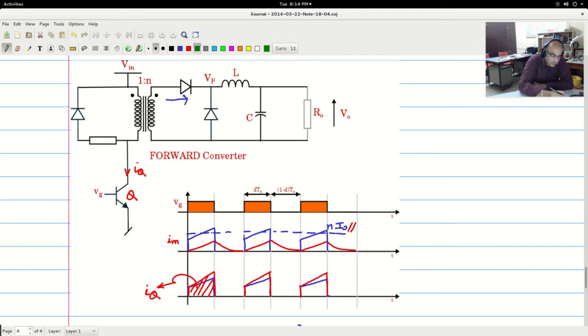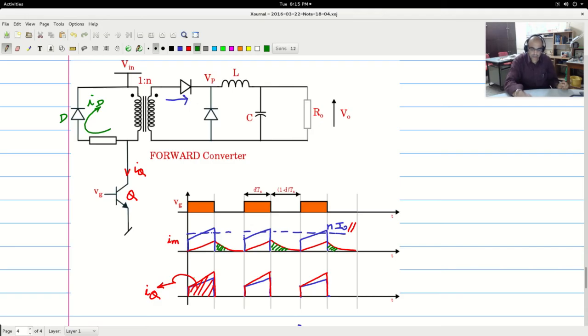This hashed green part is freewheeling through here. I will call it ID. This is ID. And the magnetizing part is the one which is actually included in the IQ part itself. So this is how the current waveforms flow in the primary and the secondary of the forward converter.